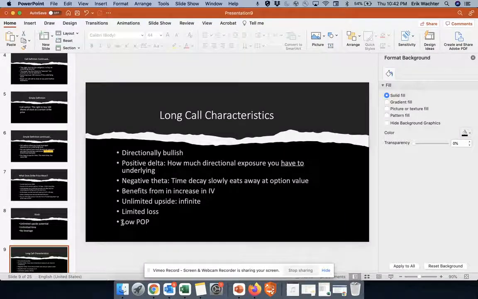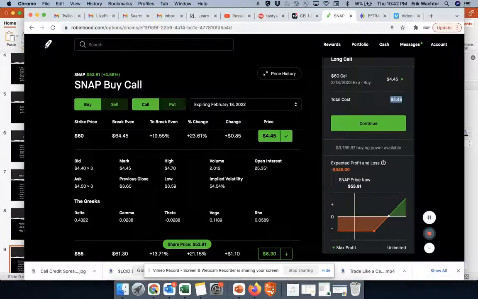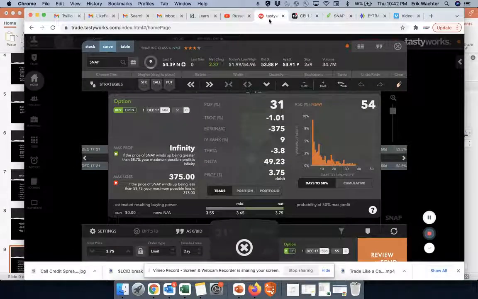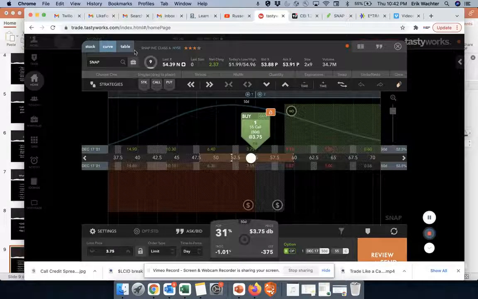Lastly, when you buy a call option, you have a low probability of profit. All right, so let's take a look at probability of profit in my little account here. Might look a little crazy to you.